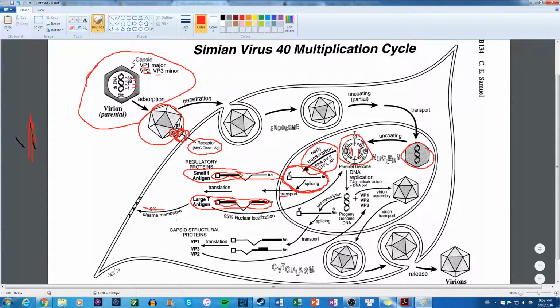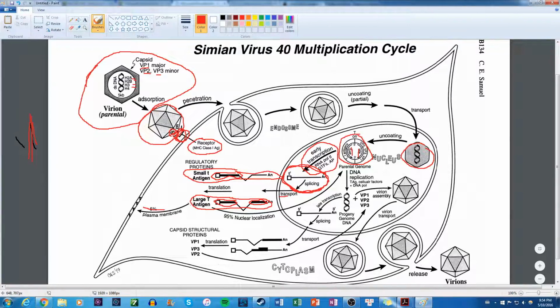Small t antigen binds to protein phosphatase 2A. What does that mean? Basically, small t antigen tricks the cell into going to S phase of the cell growth cycle. It tells the cell to go into synthesis phase. Small t antigen tells the cell to start making DNA. Okay.